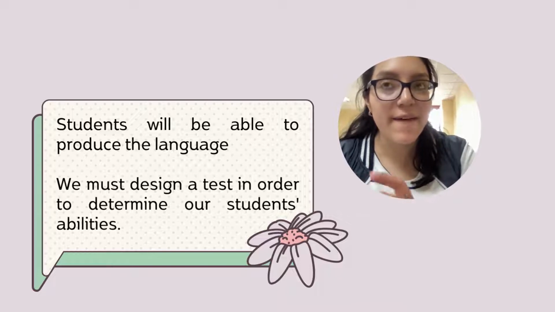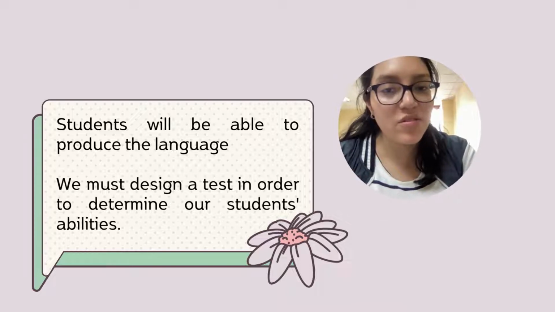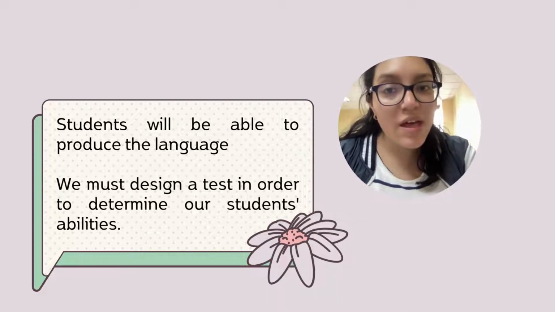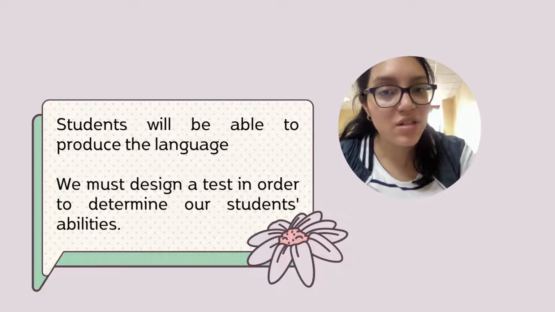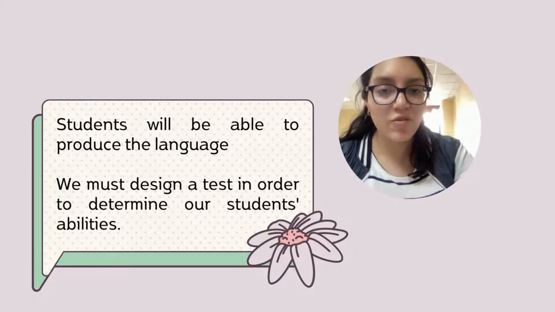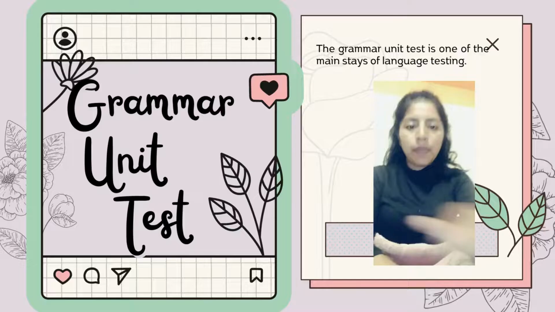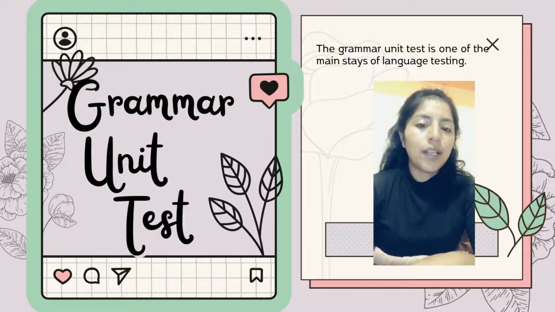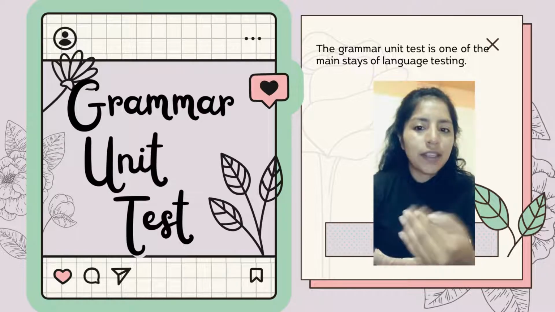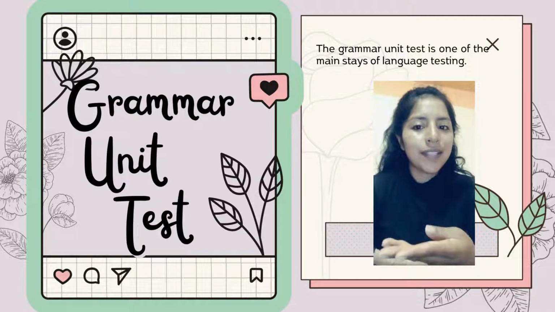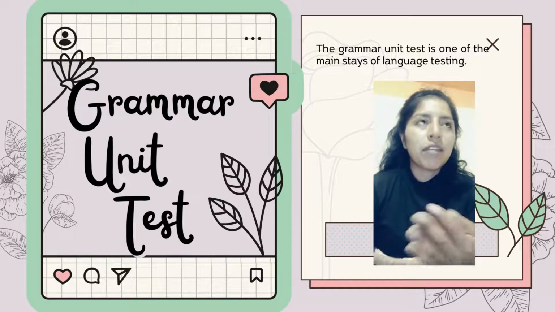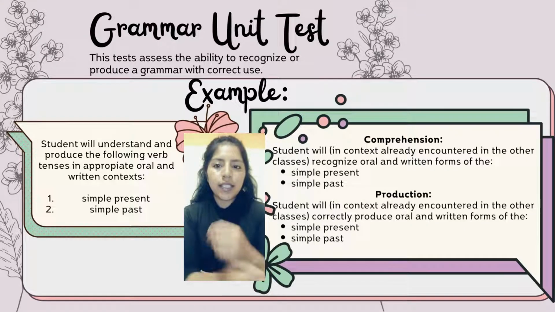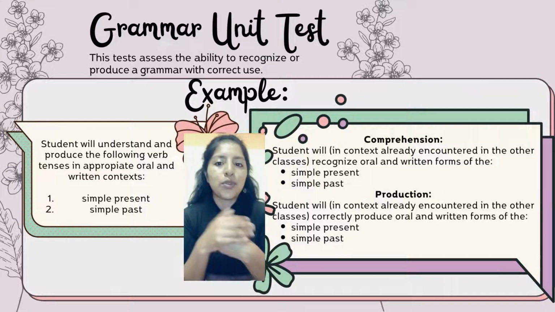It means that they could have the opportunity to develop their skills in listening, reading, and in order to produce the language. We must design a test in order to determine our students' abilities and at the same time evaluate their abilities. I'm going to talk about a grammar unit test. A grammar unit test is one of the mainstays of language testing. It can be argued that the basic knowledge of grammar underlies the ability to use the language to express meaning. Okay, this test assesses the ability to recognize or produce the grammar with correct use.